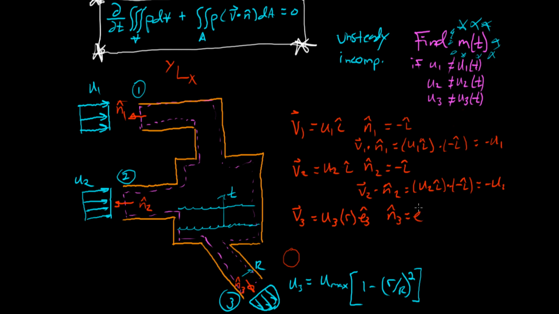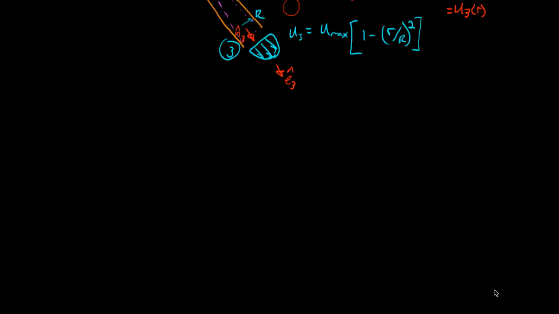We picked that so it would be convenient, e3. And so we can write then that V3 dot n3 to go into the third integral that's going to show up is u3 of r times e3 direction dotted with e3, which is just equal to u3 as a function of r. So we're going to refer back to these dot products here in just a minute. Okay, so now we'll actually solve the problem here. We're going to conserve mass.